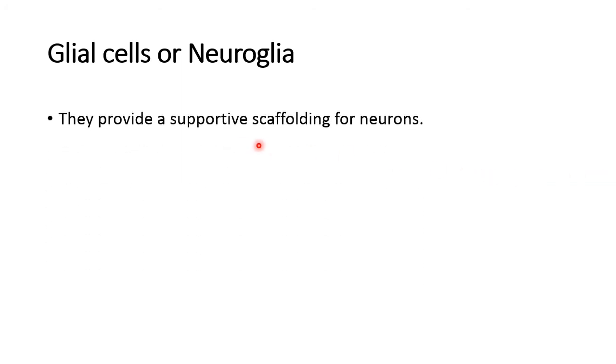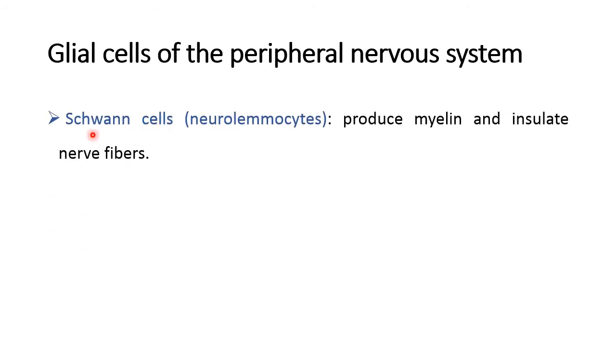The glial cells provide a supportive scaffolding for neurons, and they segregate and insulate neurons. So they are supportive for the neurons, and they provide insulation for neurons. We have glial cells for the peripheral nervous system, and they are different from the glial cells of the central nervous system. In the peripheral nervous system, we have Schwann cells, also called neurolemmocytes. They produce myelin and insulate the nerve fibers.